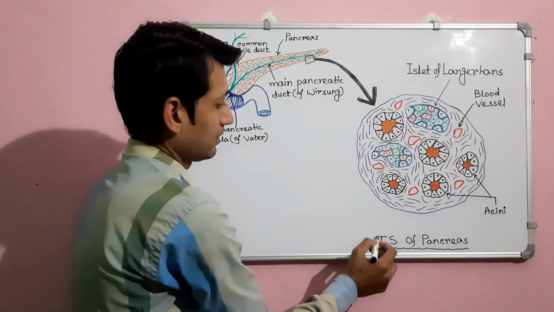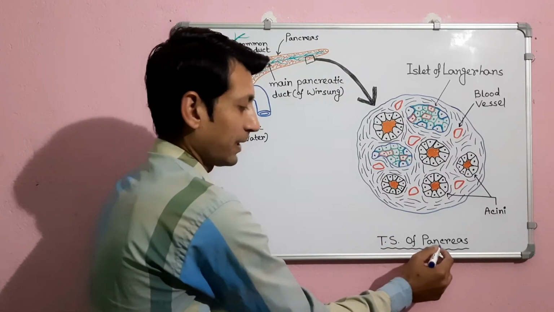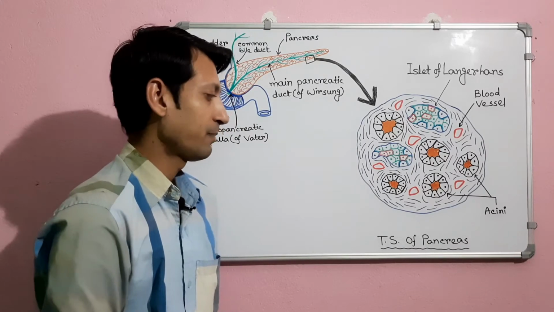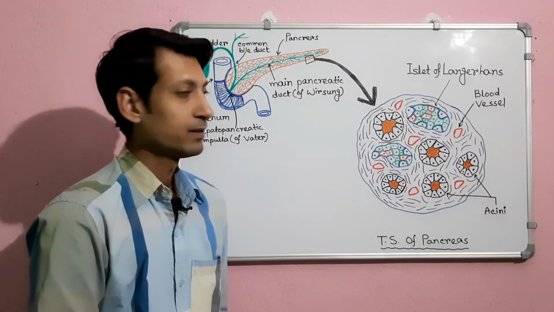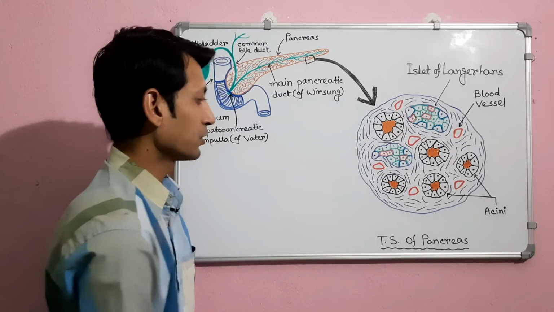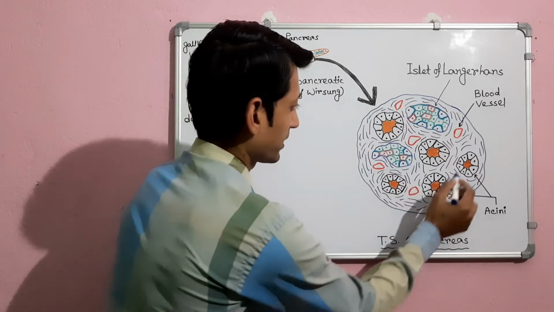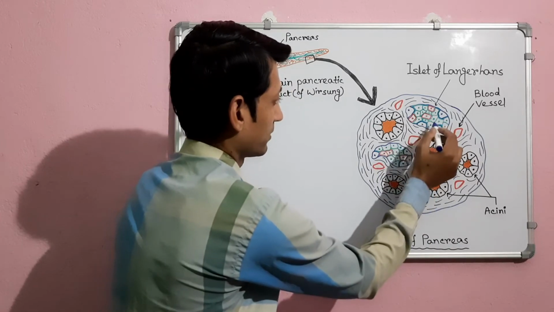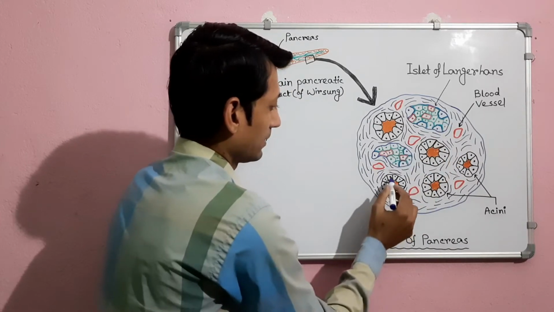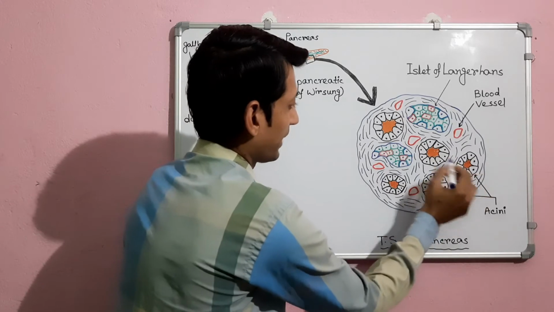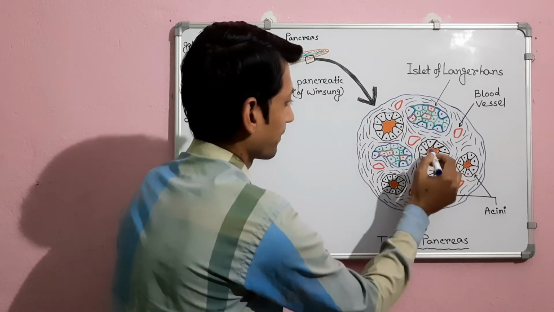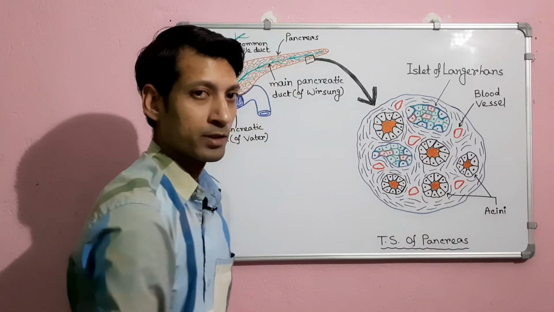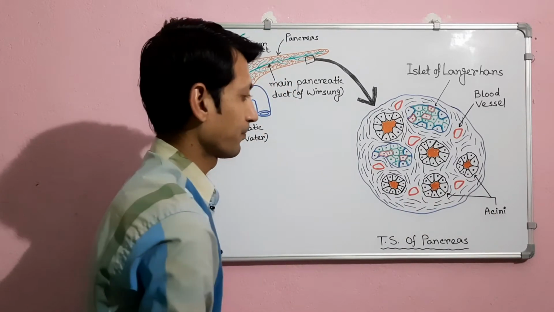This is a transverse section of the pancreas gland. As we already know that the pancreas is a mixed gland, we can see both the exocrine portion and the endocrine portion. These are pancreatic acini. These pancreatic acini form the exocrine portion of the pancreas.